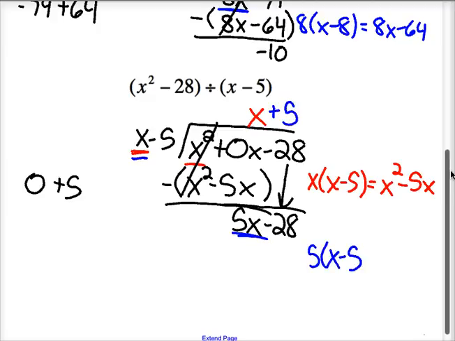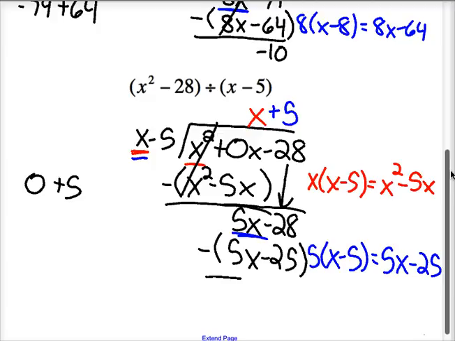So I take that x minus 5, and I multiply the whole thing by 5. That's going to give me 5x minus 25. All right, so that's the next piece that I'm going to subtract off. 5x minus 5x cancels just like I wanted it to. Negative 28 minus a negative 25, well, double negative, that's the same thing as adding 25. So type that into your calculator, and you're going to end up with negative 3.